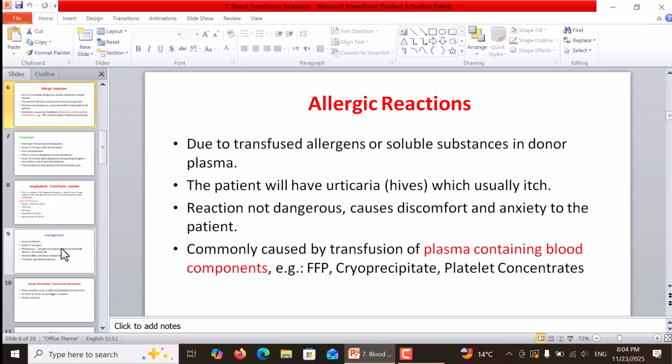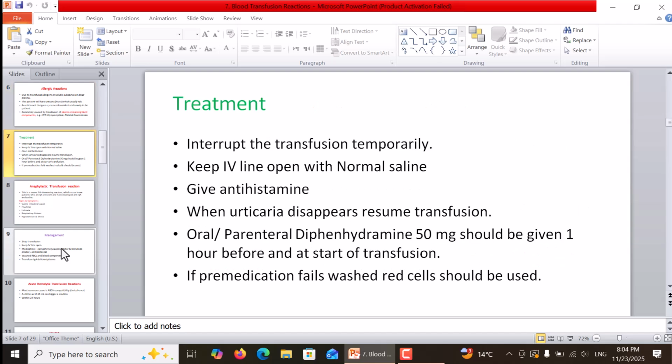Another reaction is called allergic reaction. This is due to transfused allergens or soluble substances in donor plasma. The patient will have urticaria, or just called hives, in which the patient will present with itching. The reaction is not dangerous, but it causes discomfort and anxiety to the patients, commonly caused by transfusion of plasma-containing blood components such as fresh frozen plasma, cryoprecipitate, and platelet concentrate.